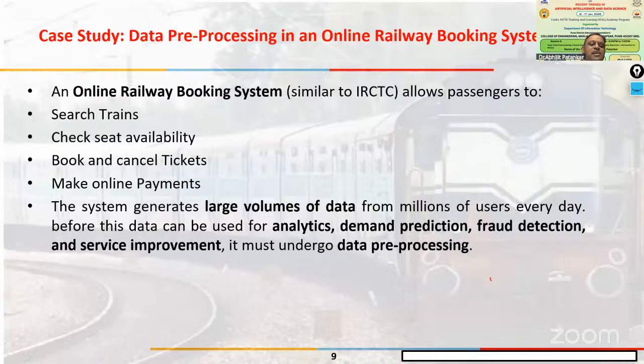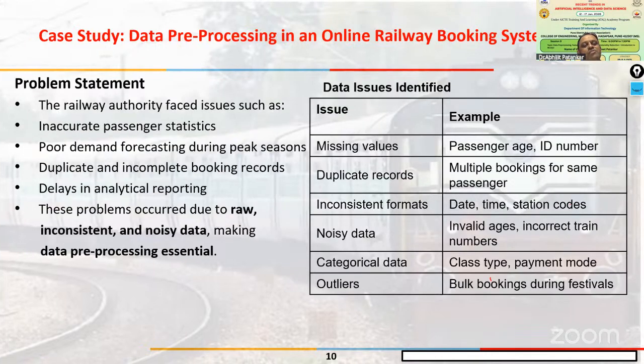So before this data can be used for analytics, demand prediction, fraud detection, and service improvement, it must undergo pre-processing, because of so many things. Someone has entered the wrong age, someone has entered the wrong birth date, all this data they filled in wrongly, and the system may take it, meaning if you are not checking, the parameters entered by the user may not be correct. So what to do with that? So we need to have the pre-processing.